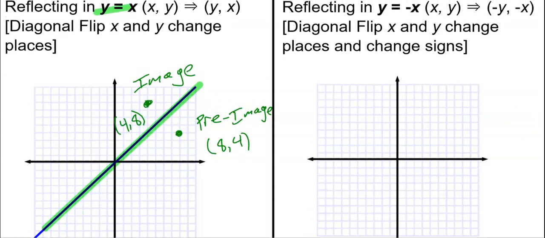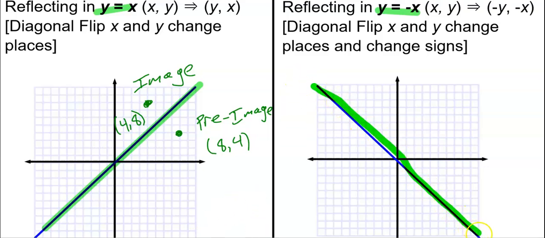So my line Y equals negative X, that's also a diagonal line, but this time we go down like that. So there's this, here is my line of reflection. So notice when I do this diagonal flip, not only do X and Y change places, but because it's negative, they also change signs. So if we go back to our point (8, 4), there we go, here's my pre-image.